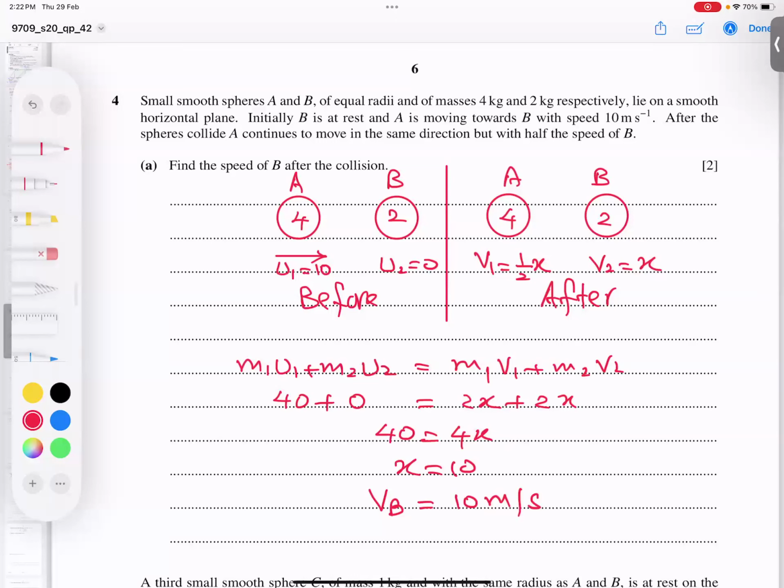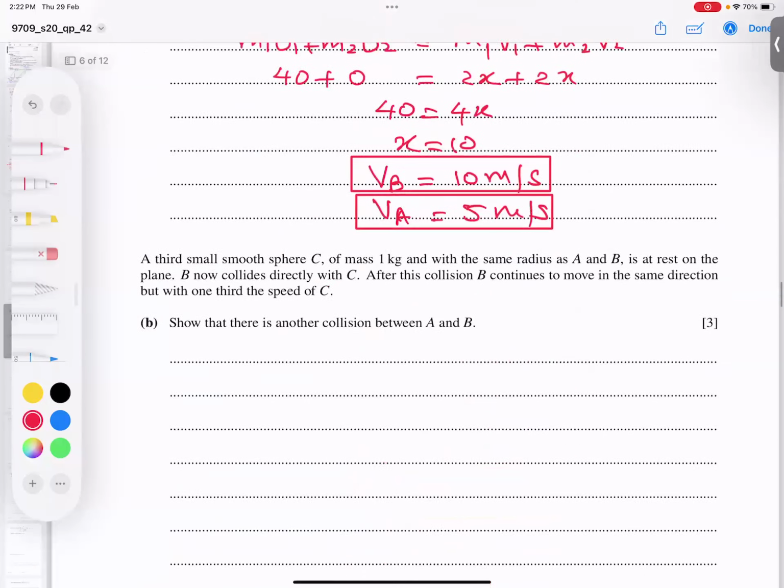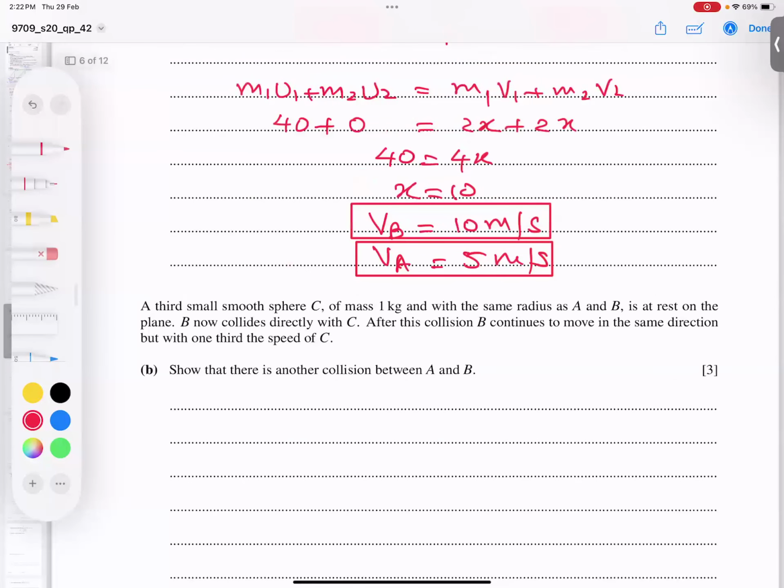Although he's not asking for A, I think we need it later on. So I plug this 10 in here, and the velocity of A becomes half of 10, which is 5 meters per second. He was asking only for the velocity of B, but I found both. This part is very, very clear. Part number 2: a third small smooth sphere C with a mass of 1 kilogram and the same radius as B.